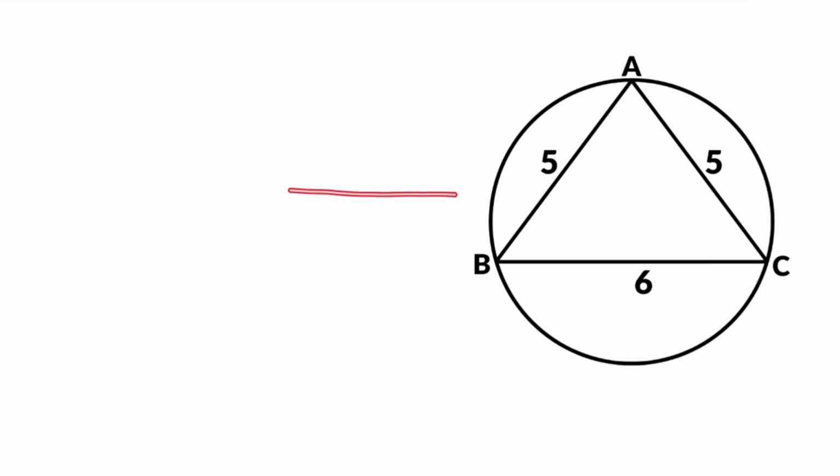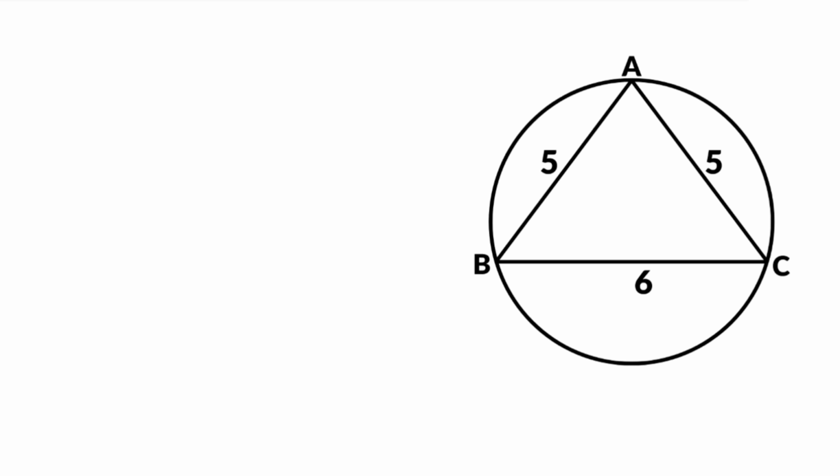We have a circle, and perfectly inscribed inside it is an isosceles triangle, ABC. Our goal is to find the exact radius of the circle. Let's start with the information we're given. The two equal sides, AB and AC, are both 5 units long, and the base, BC, is 6 units long. That's it, just 3 side lengths, and somehow we need to find the radius of the entire circle.